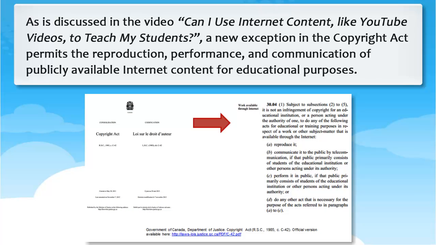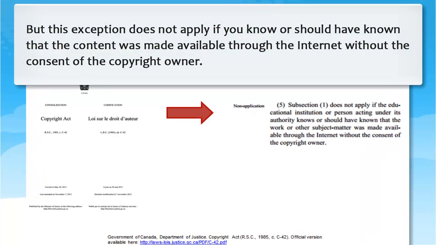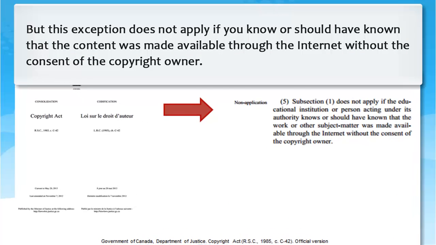A new exception in the Copyright Act permits the reproduction, performance, and communication of publicly available Internet content for educational purposes. But this exception does not apply if you know or should have known that the content was made available through the Internet without the consent of the copyright owner.